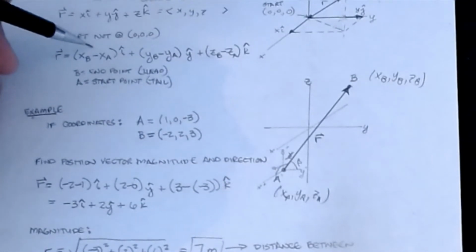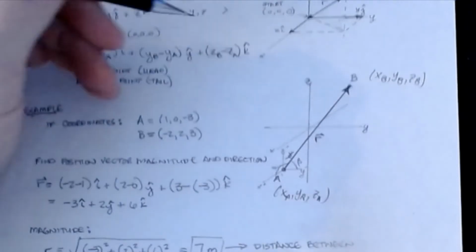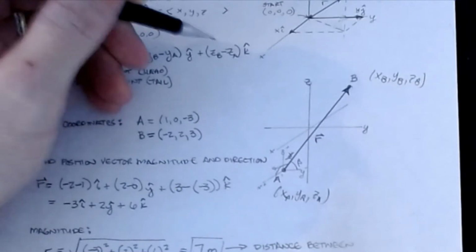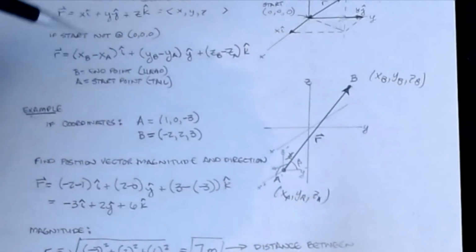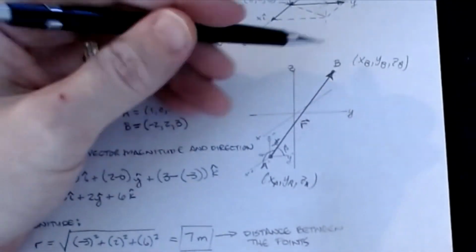So here's my delta X, XB minus XA. Here's my delta Y, YB minus YA. And here's my ZB minus ZA, or delta K, or delta Z, I guess. Okay, and that would be the position vector to get from A to B. And that's all we've done on this.